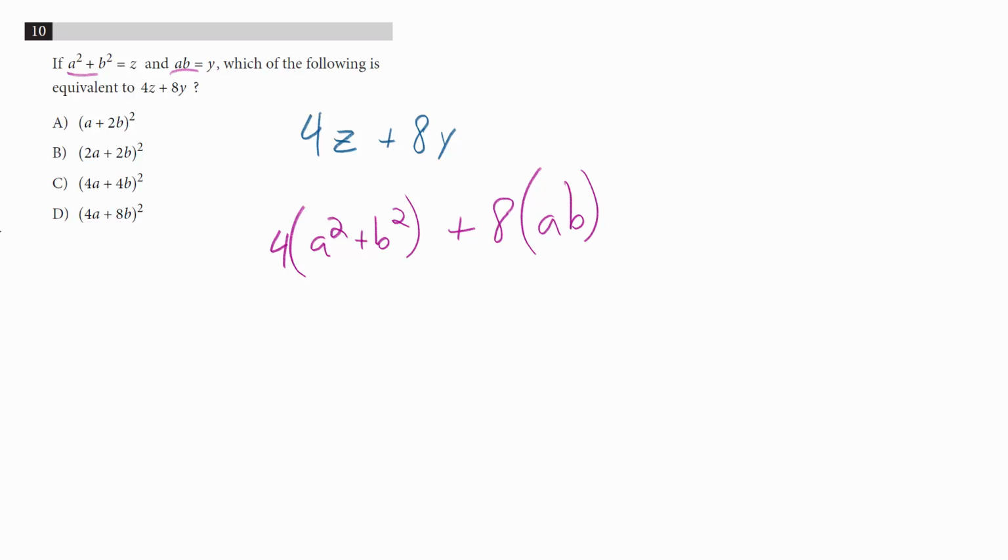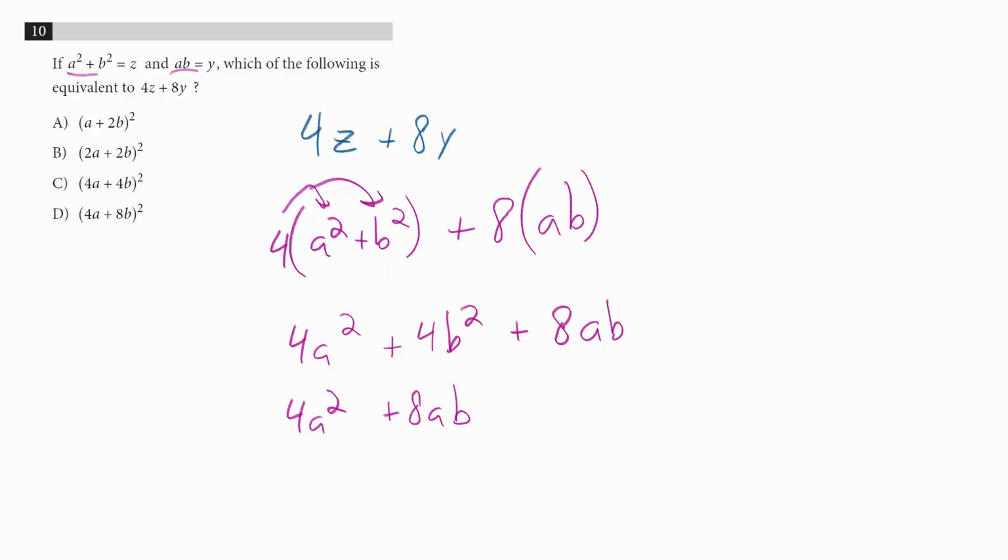Okay. Now we can distribute the 4 to 4a squared plus 4b squared plus 8ab. I'm going to rearrange this: 4a squared plus 8ab plus 4b squared.